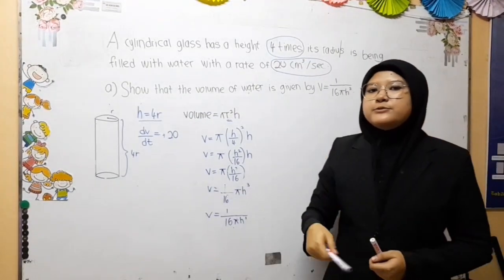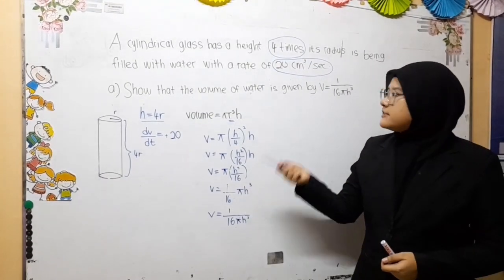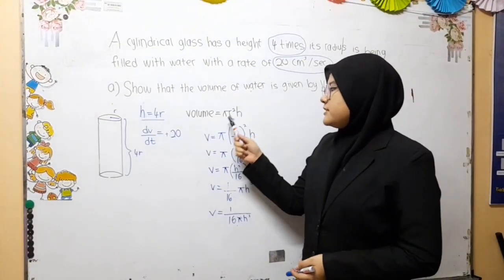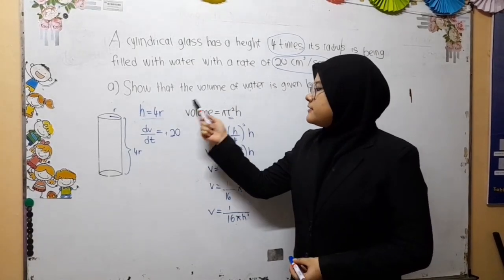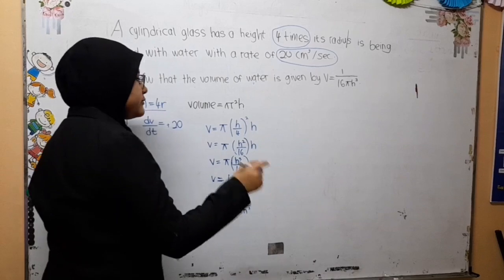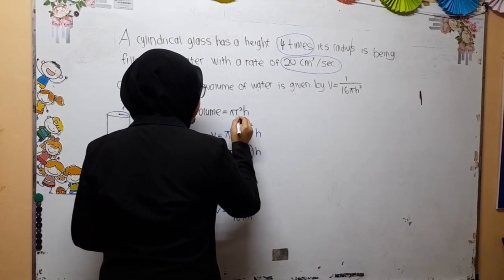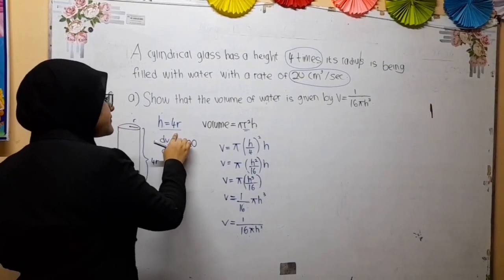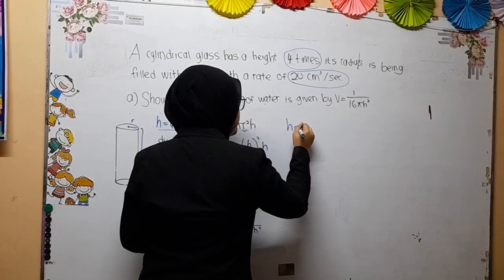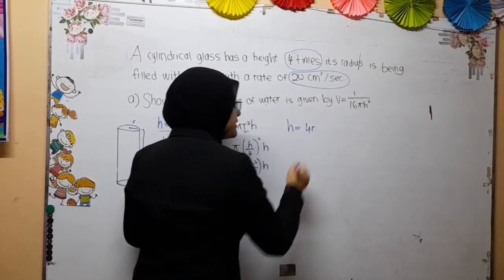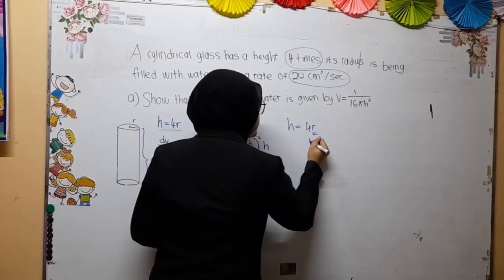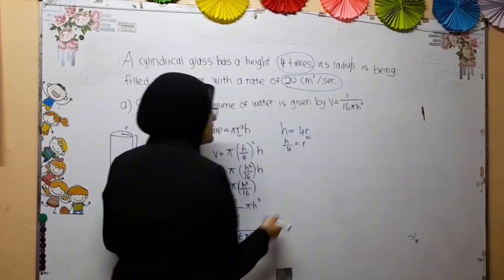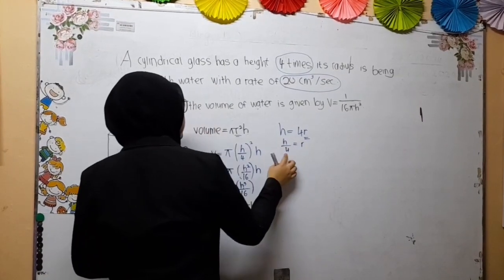We need to prove that the volume of the cylinder is given by this equation. First, we need to determine the actual volume of the cylindrical glass. First, we need to find the value of r squared. We can get the value of the radius from the height that we just calculated. The height is 4 times r. We need to isolate r, so we leave r alone and bring the 4 beside. So we get the radius is h/4.